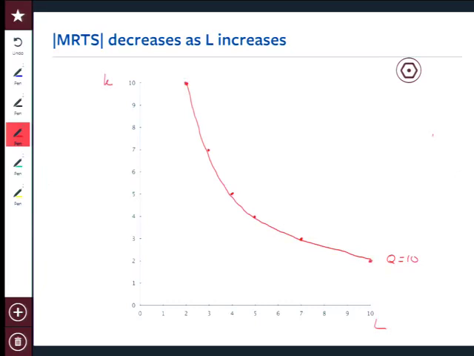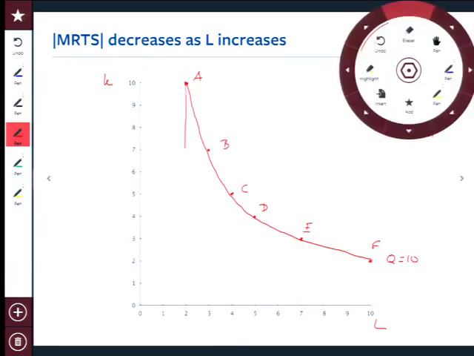What's the marginal rate of technical substitution? So let's try and figure it out. A, B, C, D, E, F. So I'm going to go from point A to point B. I'm going to figure out how many units of capital I can give up if I add one more unit of labor. So as I go from A to B, let's use a different color here.